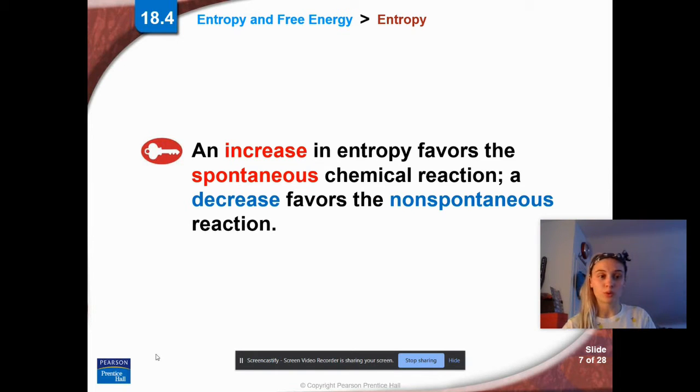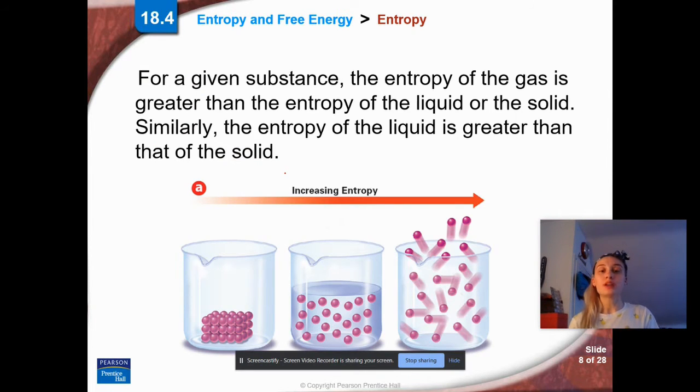This is a really important slide for you guys to take note on, because I know there's going to be questions in the future about this, where it'll say, a spontaneous reaction favors what? And that would be an increase in entropy, so an increase in disorder. So just so you know, this is an important slide. Now we're going to talk about what increases entropy and what decreases it.